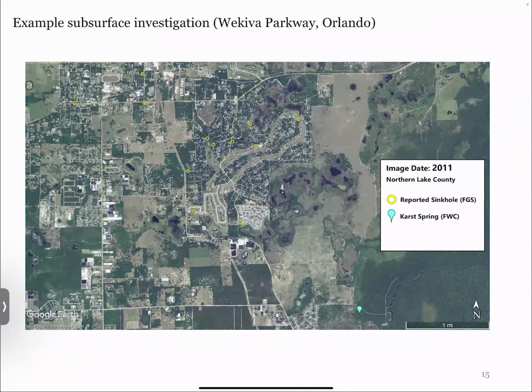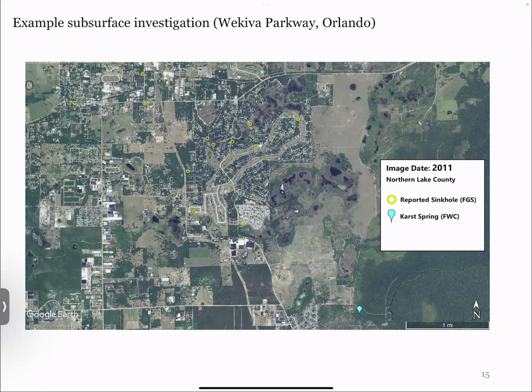So an interesting example of this is outside of Orlando on the northwest side near Ocala, the Wekiva Parkway. Is anyone familiar with that region at all? Cool, sweet. Nice brand new highway that went out there in 2011. It looked like this. There's Apopka, Rock Springs and Wekiva Springs, a bunch of natural springs in this area, which means there are a lot of reported sinkholes. All those little yellow dots are sinkholes, and you can see Wekiva Springs or Rock Springs down there in the bottom right.